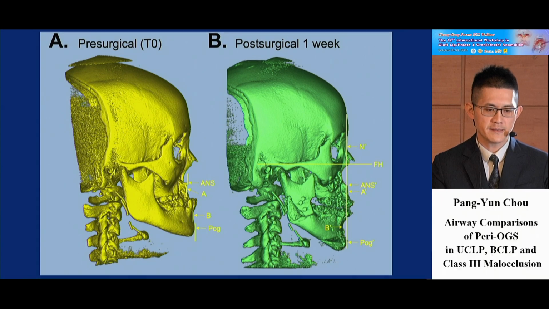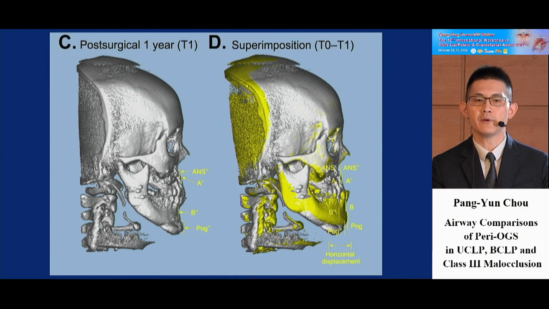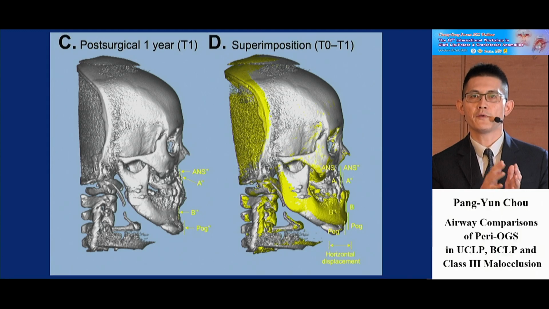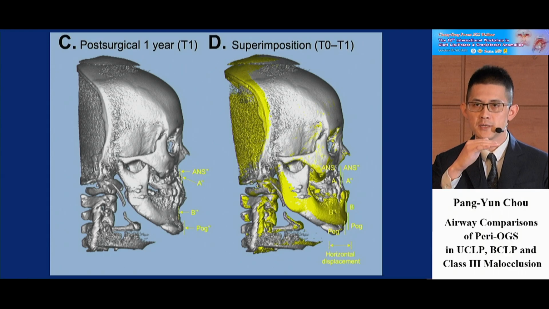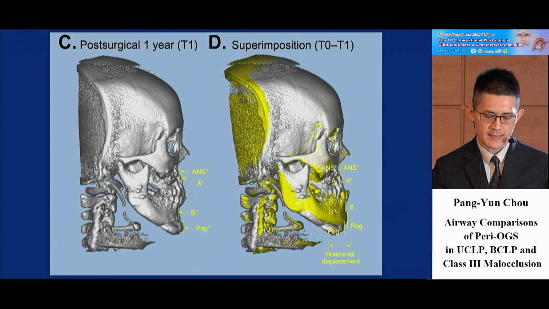Before the surgery is T0, and T1 is postoperative one year. We can do the superimposition to know, before and after, the translational movement of point A and point B, to know the AB movement after the OGS in these cases with cleft.